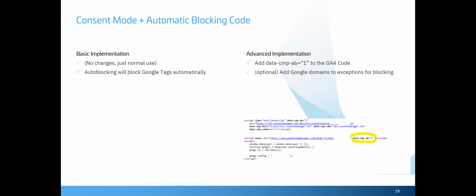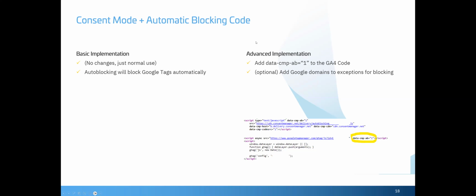You take our code and put it as the first thing in the page, before any Google tags are loading. We will automatically block the Google tags and unblock them as soon as consent is given. Everything is fine. You don't need to do anything else.